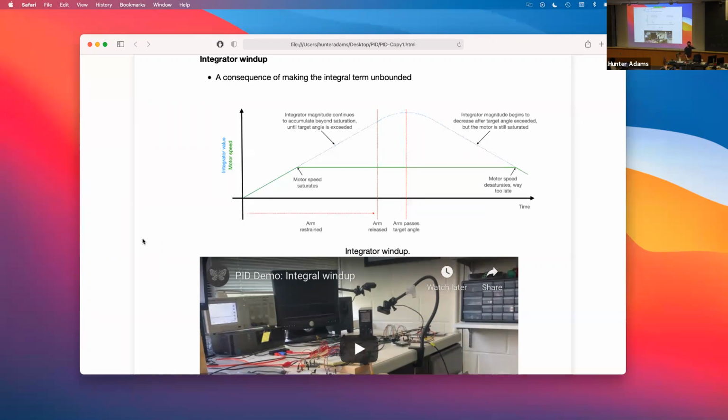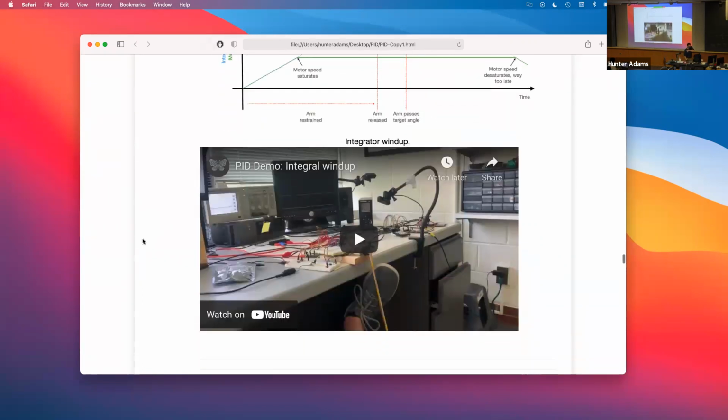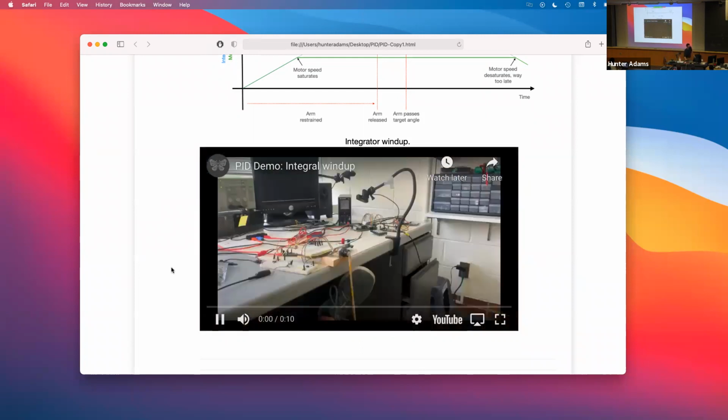So let me just show this video and then I'll get to you. Let me just show you what this looks like. I'm going to show you the same controller without any protection against integrator windup. I'm going to hold the arm down with my foot for like 2 seconds and then let it go.